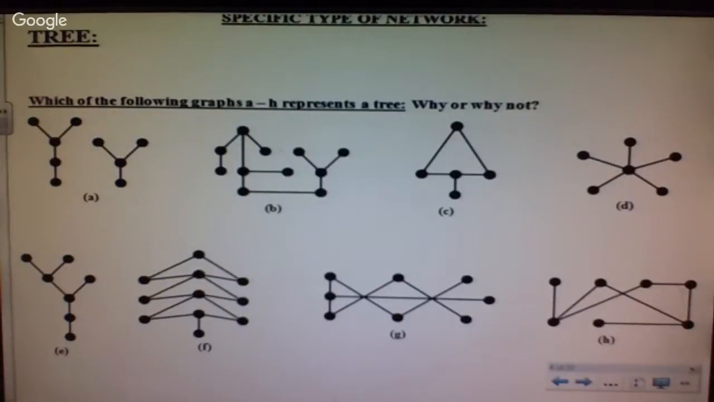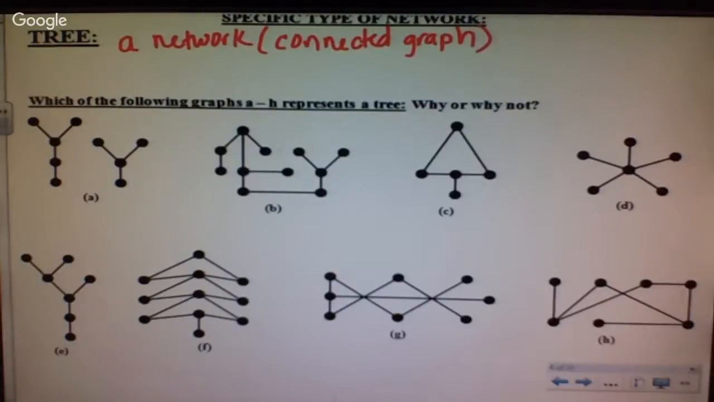Okay, so we started talking about networks. Now I'm going to tell you about a particular network. And this network is called a tree. A tree is a network, which means it needs to be a connected graph. But a tree has to have no circuits.